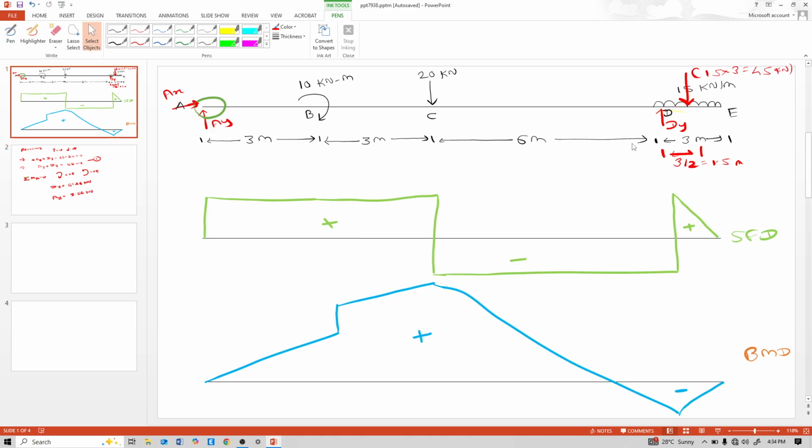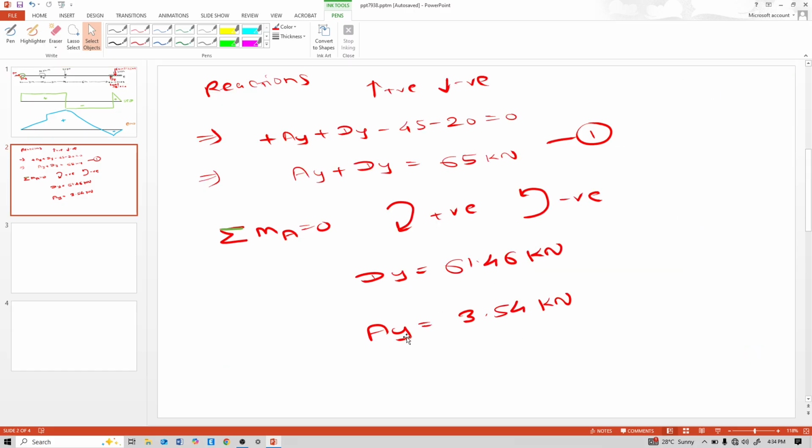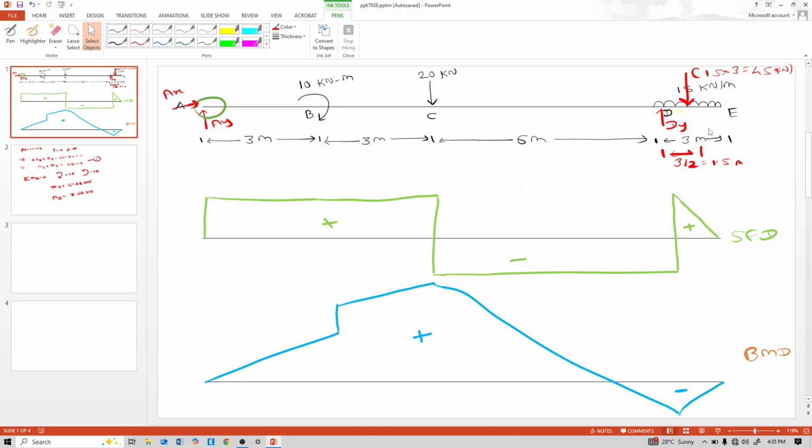See why this DY reaction. See, DY reaction is 61.46 and AY is 3.54. So why this DY reaction comes greater? Because see, this 45 kilonewton is more load, and this more load is towards this point D. That's why reaction is greater at D.